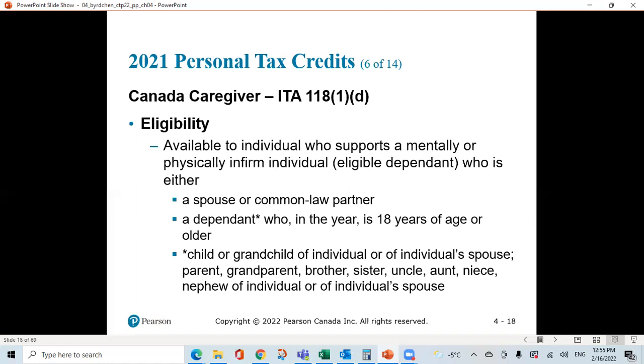So one of the most important parts is to make sure you're eligible to claim. It's available to an individual who supports a mentally or physically infirm eligible dependent, who is either a spouse or common-law partner, or a dependent who is 18 years old or older, so an adult, and a child or grandchild of the individual or of the individual's spouse, parent, grandparent, brother, sister, uncle, aunt, niece, or nephew of the individual or of the individual's spouse. So that is the eligibility to claim the Canada Caregiver credit.